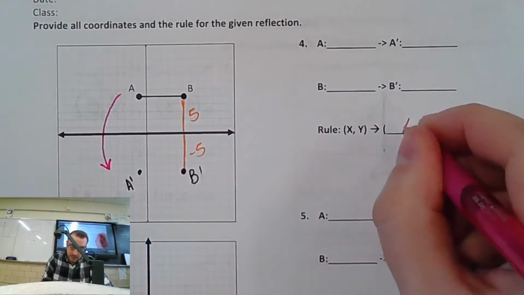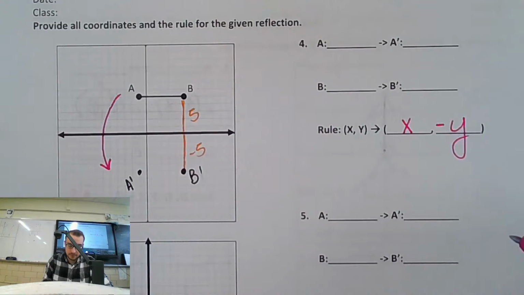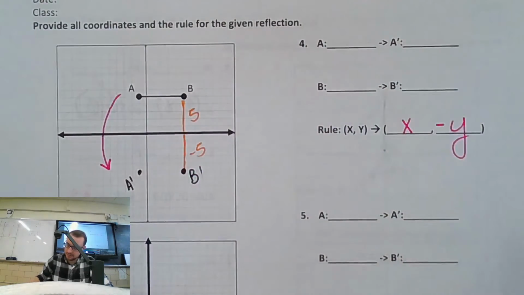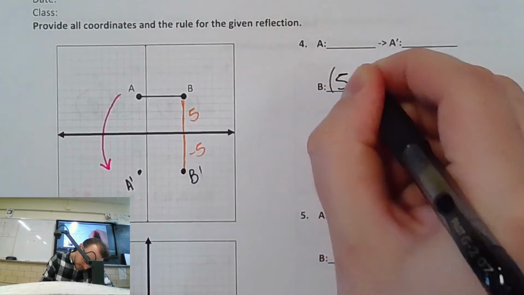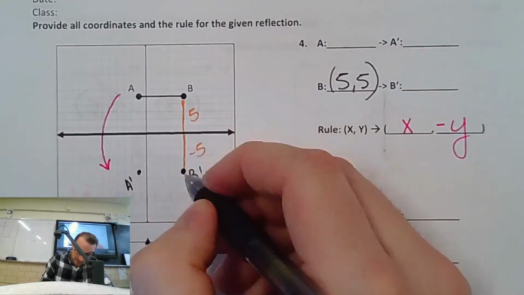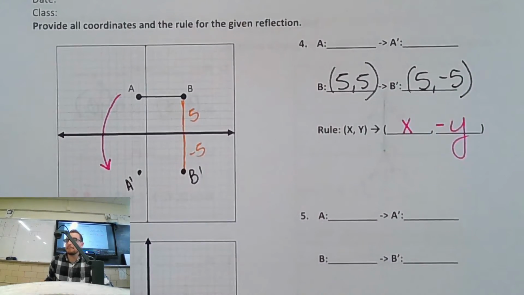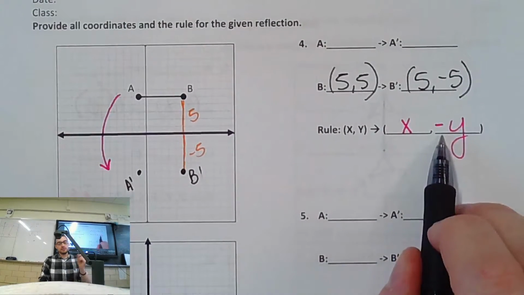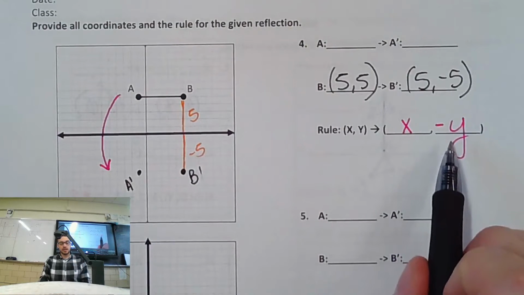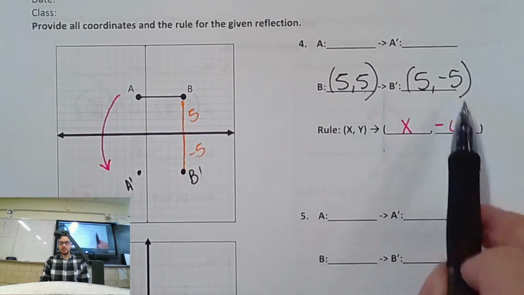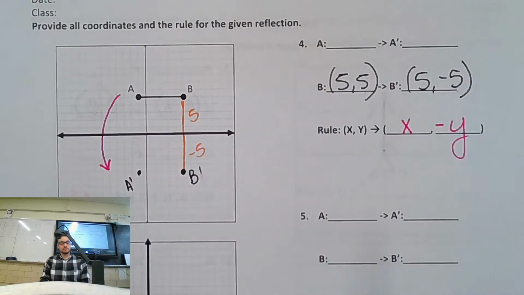So negative Y, keep the X. And that makes sense. If you look here, B is 5, 5. And B prime is 5, negative 5. So do you see how I kept the X and changed the Y? Remember that negative sign there doesn't mean make it negative. It means change the sign. So it was positive. Now it's negative. X didn't change. Y did. Vertical flip.